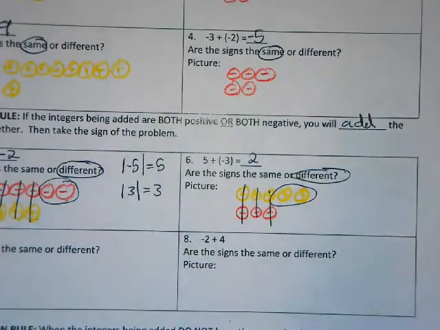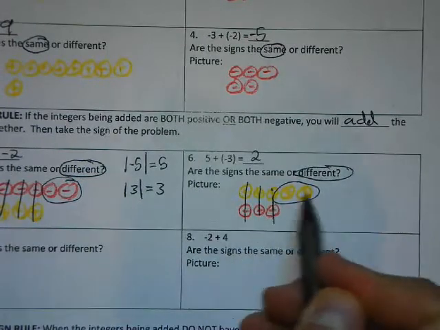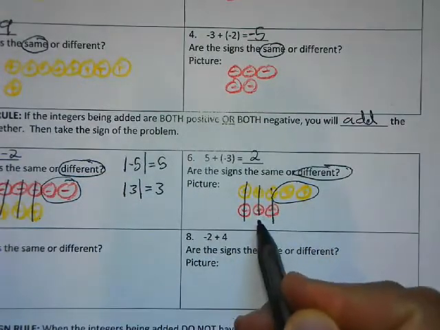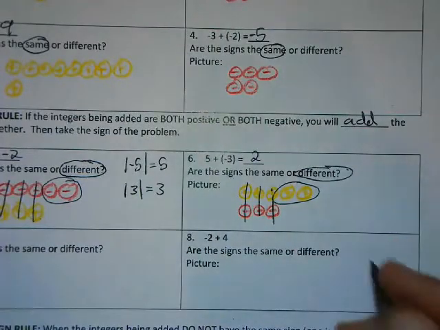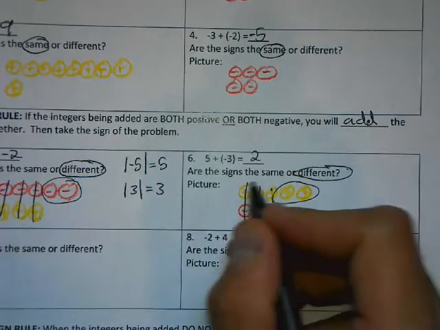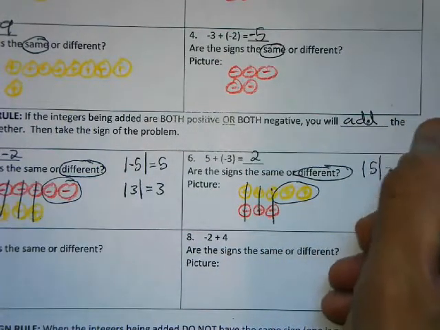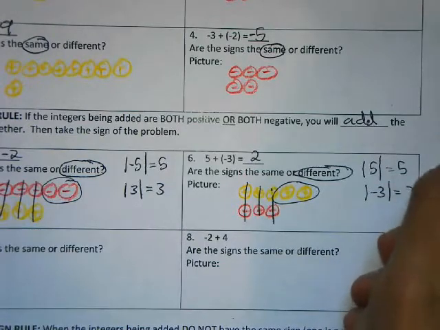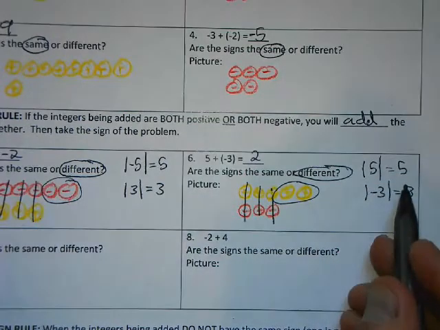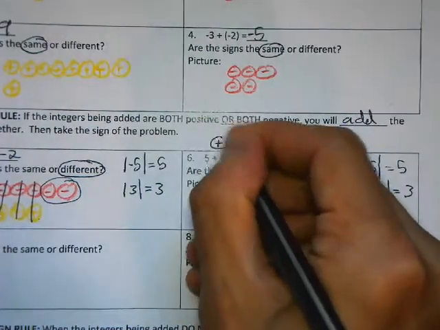Again, let's think, how could we figure that out without drawing? Well, I've still got 5, and then I've got to take 3 away. So subtraction gets me 2. And then this time, they end up being positive because there were more positive chips than negatives. The absolute value of 5 is 5, and the absolute value of negative 3 is 3. The larger absolute value tells us that this is going to be a positive sum.